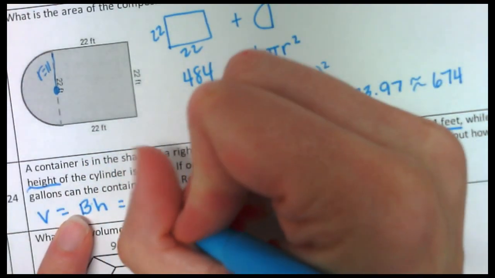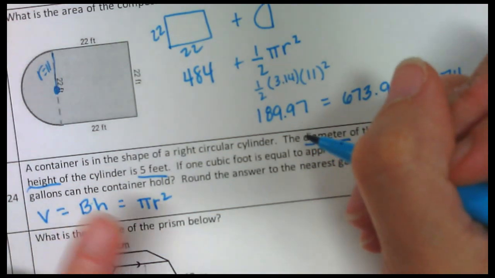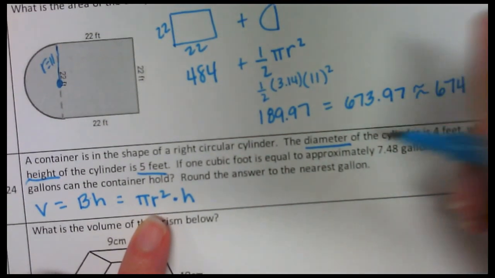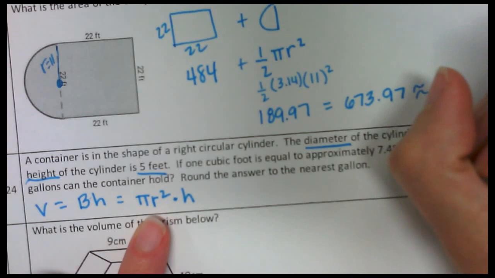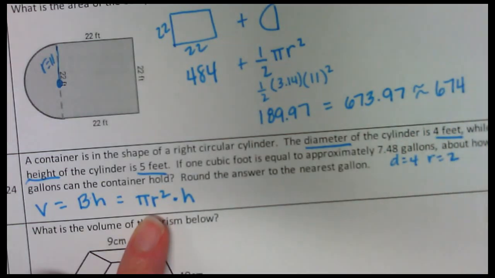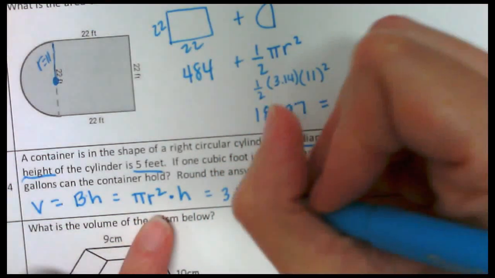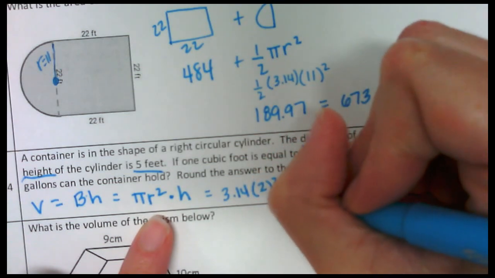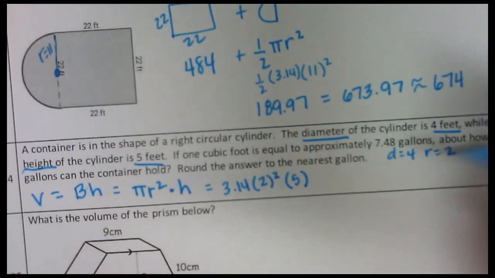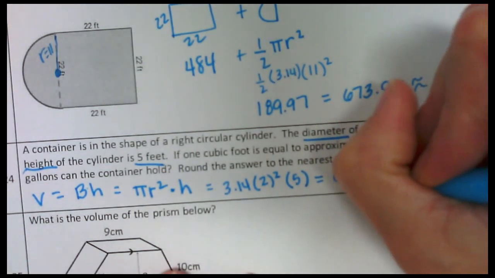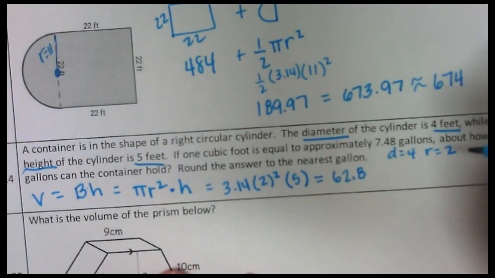And then the base of a cylinder is a circle. So the big B gets filled in with the area of a circle, and then I multiply it times the height. Diameter is 4. If diameter is 4, that means radius is 2. So I'm going to say 3.14 times 2 to the second power times the height of 5. And I'm just going to multiply all that together. In your calculator, you can type all that in one line. You don't have to worry about separating it. So we get 62.8, and that's the volume.